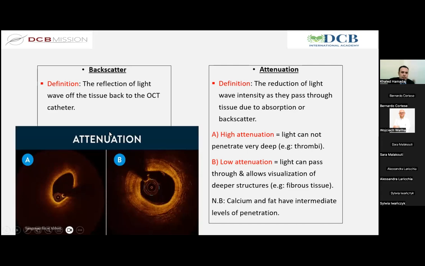This is an example of attenuation. A shows high attenuation like lipid, so we cannot see the full thickness here. B shows low attenuation like this fibrous cap atheroma.